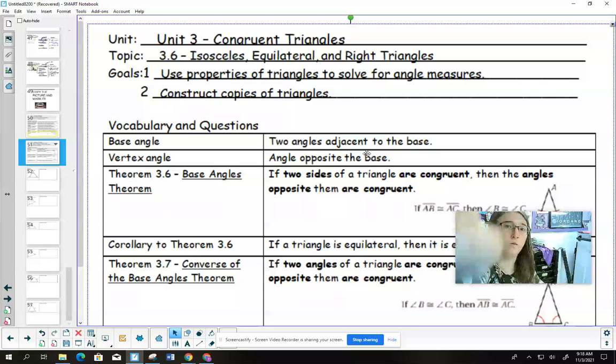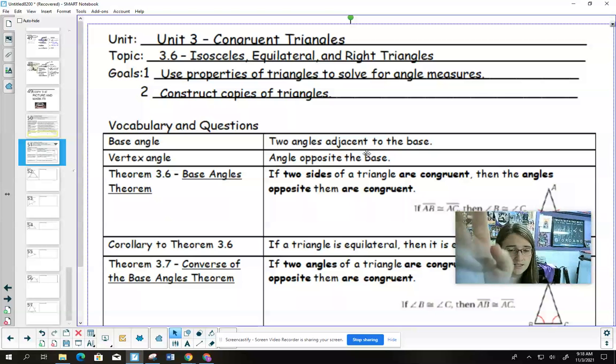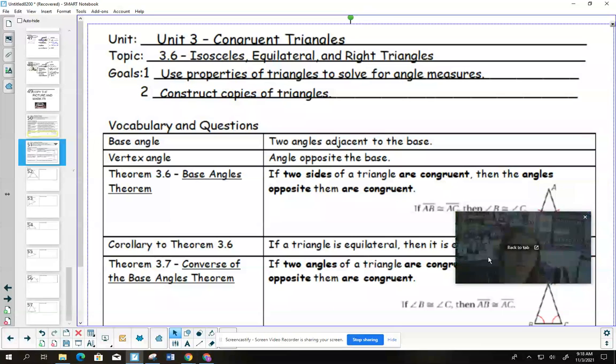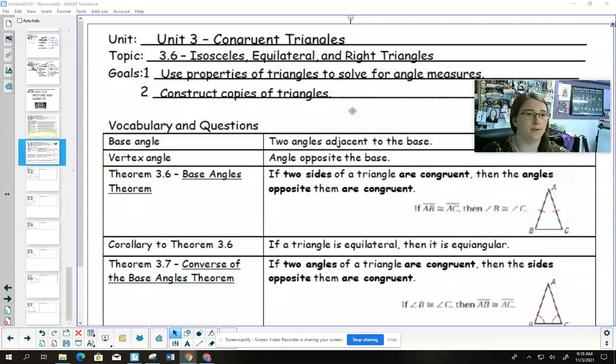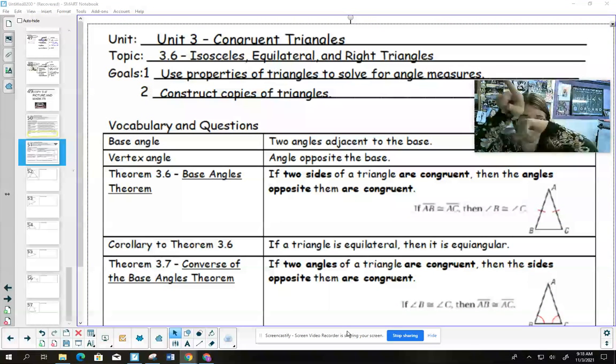Okay, so in this video, we're going to go through the entire 3.6 lesson because it's so short. Or at least it's very simple. We're taking a break in this very last lesson from proofs. Our last two lessons are about proofs, and now we're going back to talking about just properties of triangles. In particular, we're going to be focusing on isosceles triangles, which again means we have two sides congruent.